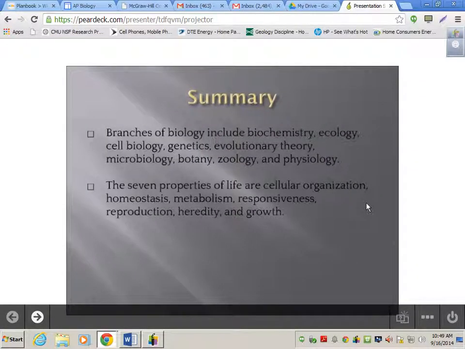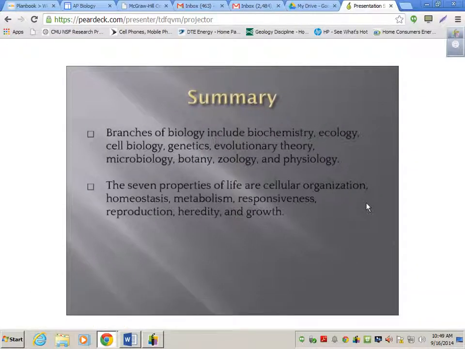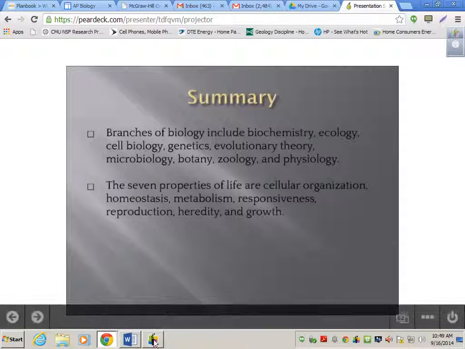Branches of biology include biochemistry, ecology, cell biology, genetics, evolutionary theory, microbiology, botany, zoology, and physiology. You must know generally what each of those categories are. And then the 7 properties of life: cells and organization, homeostasis, metabolism, responsiveness, reproduction, heredity, and growth. So that will be the end of Chapter 1.